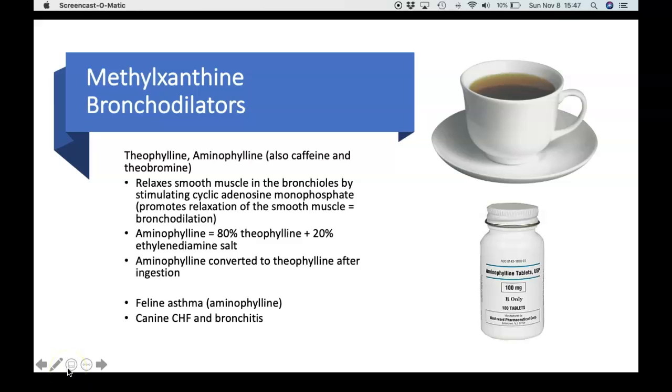Aminophylline is, when broken down in the body, 80% theophylline and 20% ethylenediamine salt. And with that, the salt facilitates absorption of the aminophylline and allows the drug to better be tolerated by the GI tract, if that makes sense. So aminophylline is converted to theophylline after ingestion. What we're generally using this for, aminophylline, is in feline asthma cases, and in canine congestive heart failure and bronchitis, we might be using them as well.